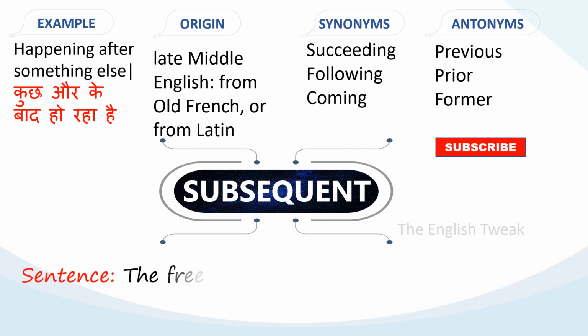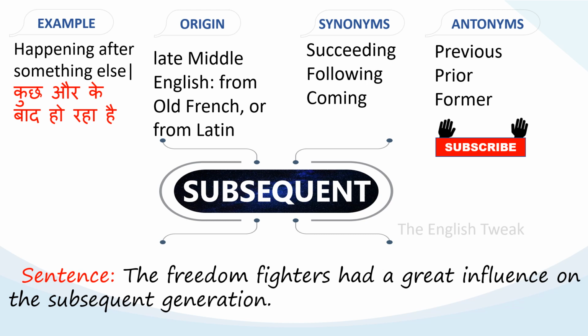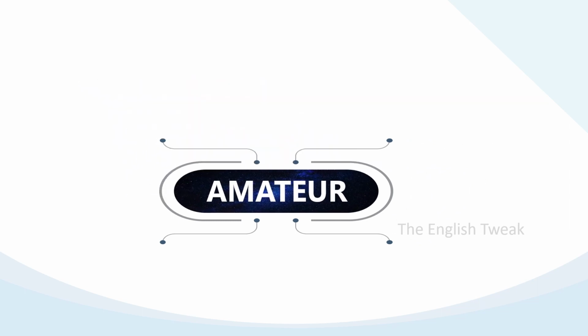Let's see an example. The freedom fighters had a great influence on the subsequent generation. By this, we can understand that the freedom fighters really made us their role model for the subsequent generation or for the next generation.